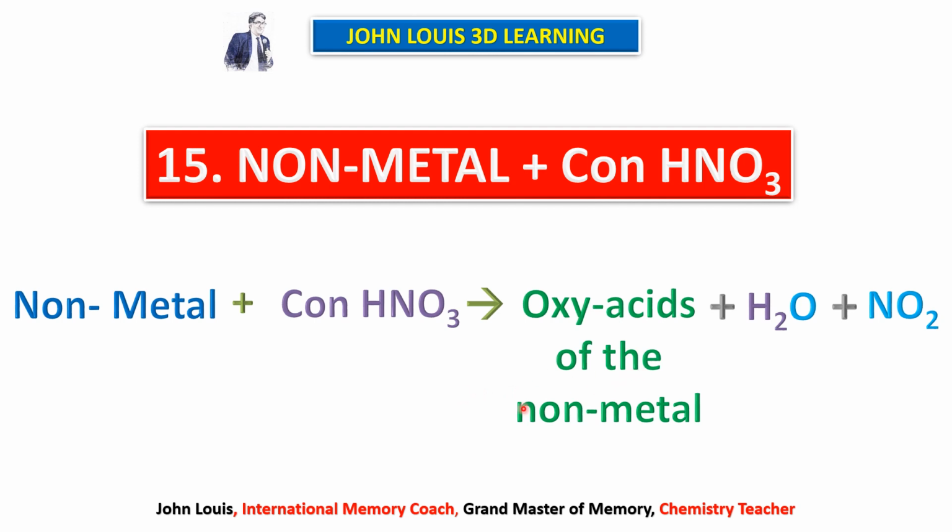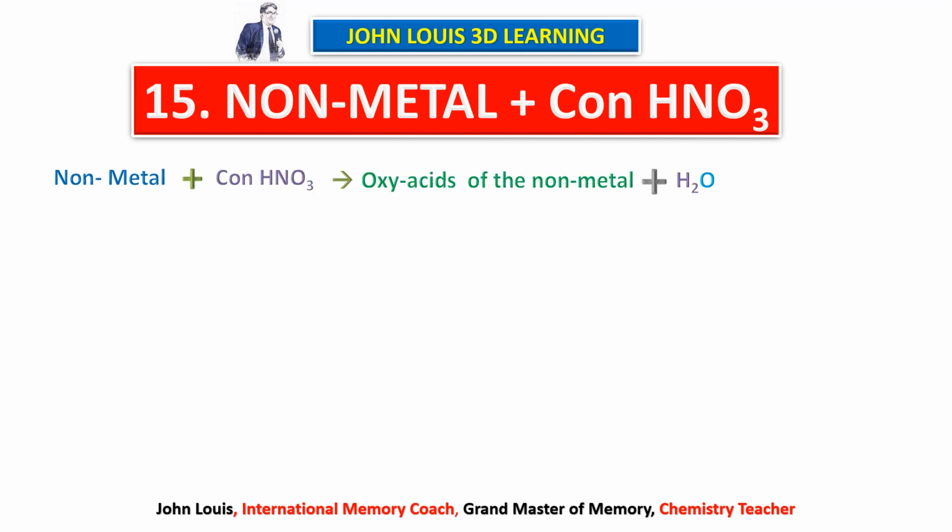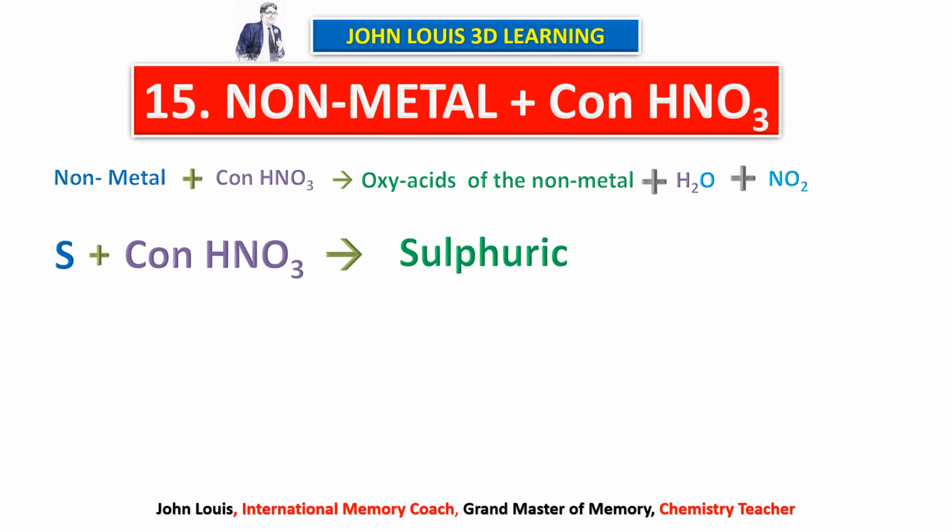Now let us take some example for this type. Non-metal plus concentrated nitric acid gives oxy acids of the non-metal plus water plus nitrogen dioxide. Let us take the non-metal as sulfur plus concentrated nitric acid gives... What are the oxy acids of sulfur? Sulfurous acid and sulfuric acid. So here we get sulfuric acid.